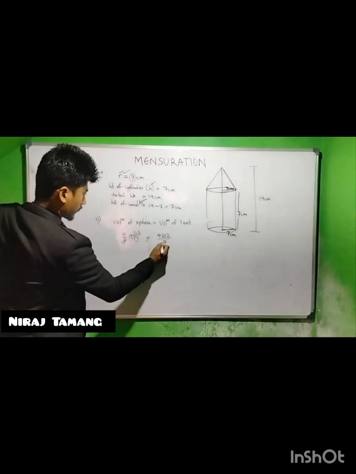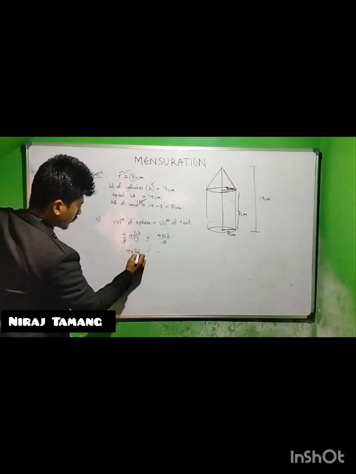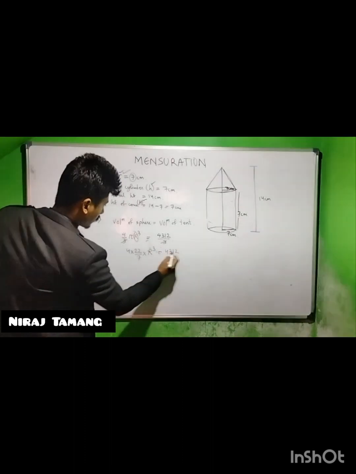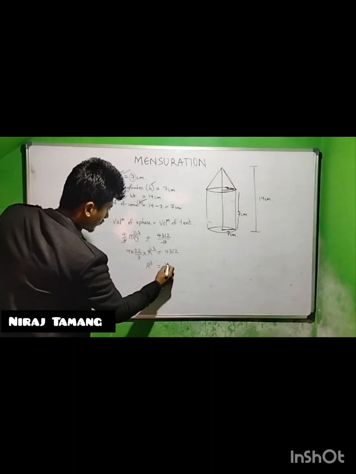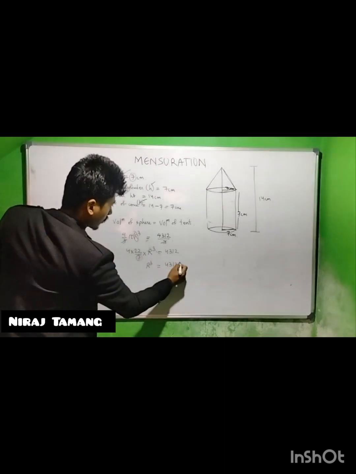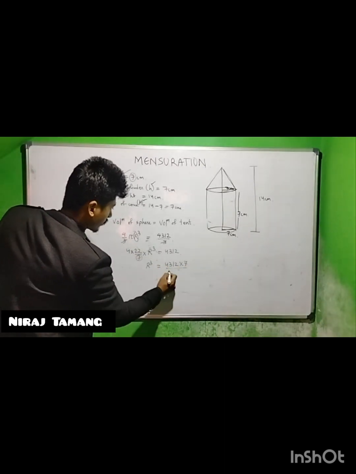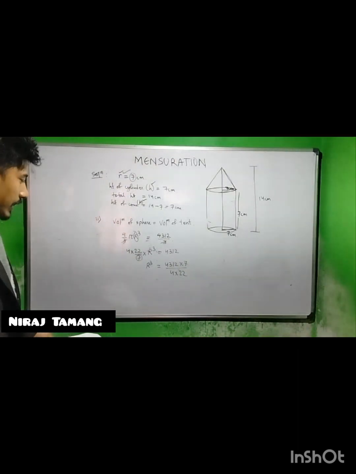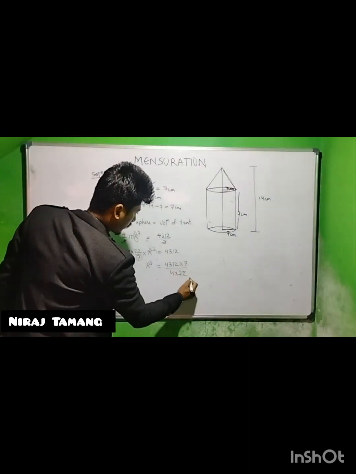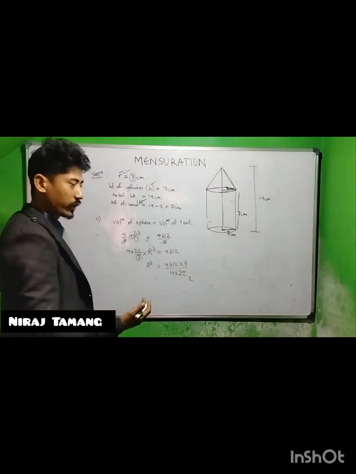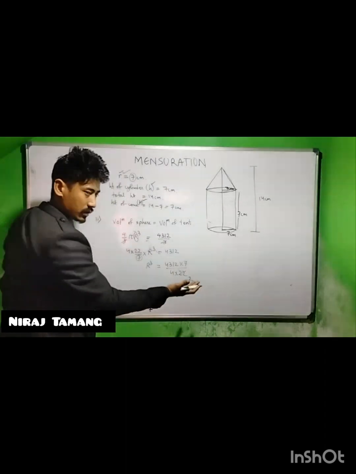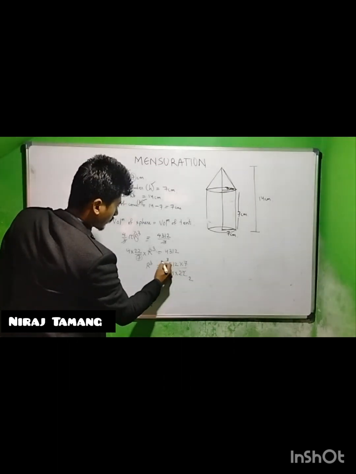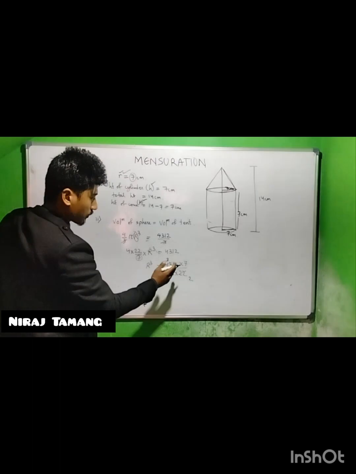Now 3 can be cancelled. So 4 into 22 over 7 into R cube equals 4312. So I'll write R cube on the left side, 4312. This 7 will go up and this 4 and 22 go in the denominator. Alright, now it's time to cancel. Cancel it by 11. 11 2s are 22. It will be quick to get the answer. You can cancel by 2 also. Alright, 2, 3. So 2, 11 3s are 33.